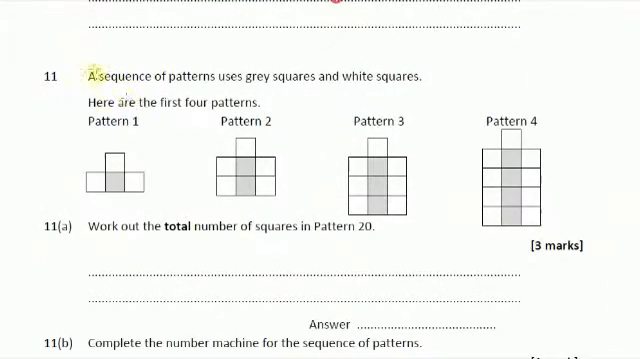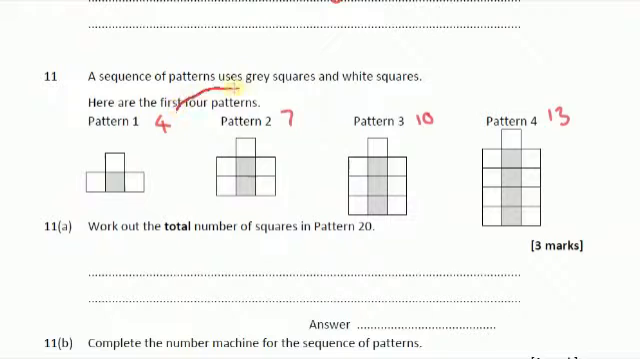Number 11. A sequence of pattern uses grey squares and white squares. Here are the first four patterns. Find the total number of squares in pattern number 20. So there's 4 squares in the first pattern. There are 7, then there's 9 plus 1 is 10. The next one is 12 plus 1 is 13. So that's how they go, 4, 7, 10, 13.